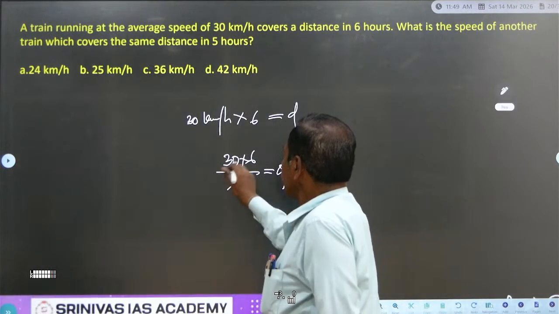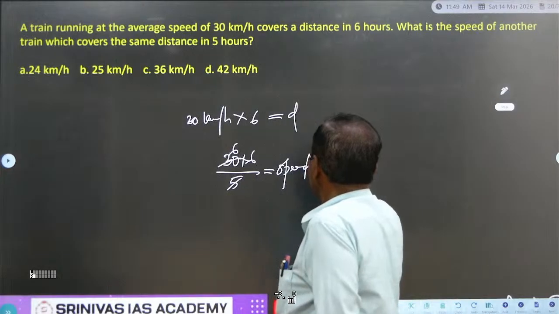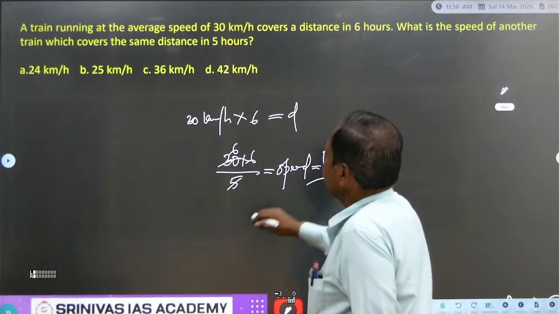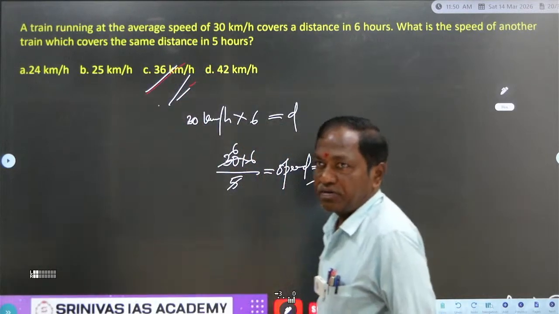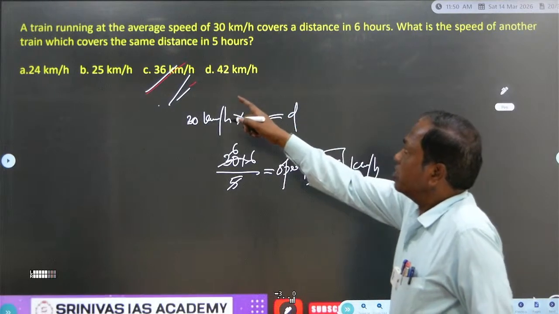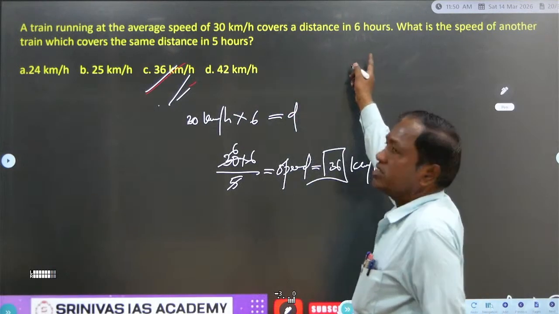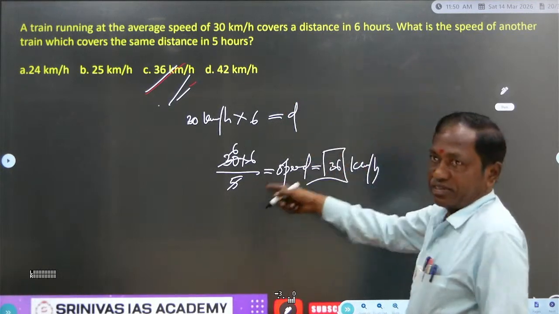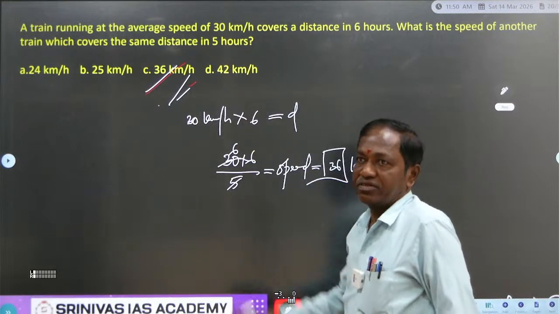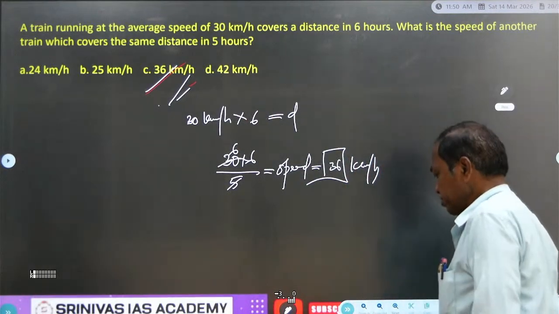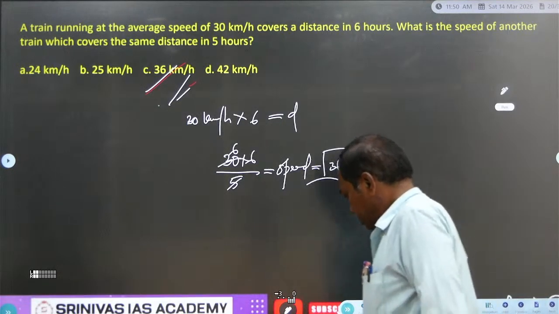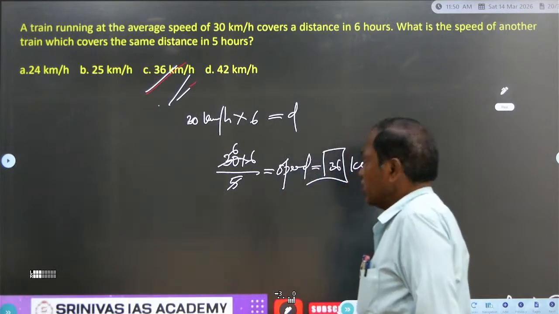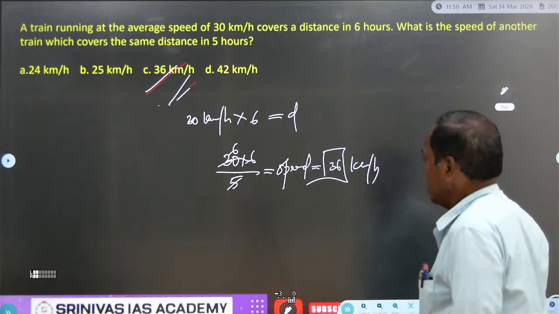It means 5 sixes are 30, so 6 times 6 is 36 kilometers per hour. The speed is 36 kilometers per hour, like that. That's all. First one train covers the distance at 30 kilometers per hour in 6 hours. The distance is known, 30 into 6. The same distance is covered by another train in 5 hours, like that. Yes, next.